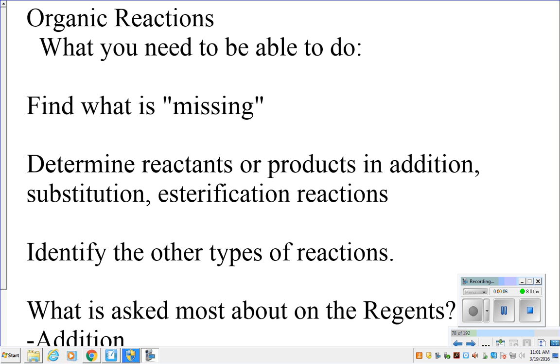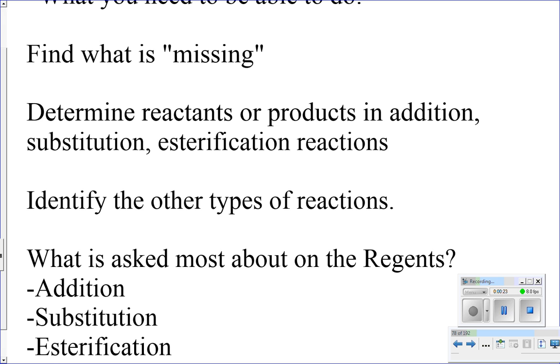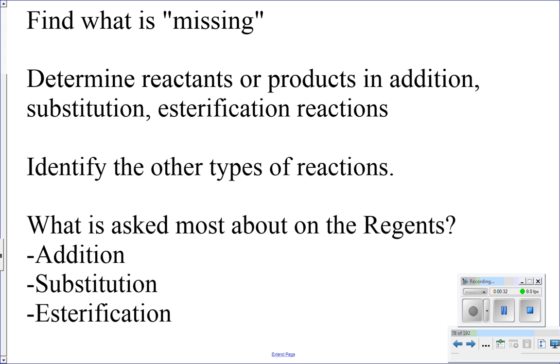For organic reactions, there's in a way a lot you need to be able to do, but there are a few skills that tend to be tested and focused on a little bit more. Identification is huge, which was in the last set of notes that we did. Today's notes will really be looking more at finding out what's missing in a reaction, determining reactants or products in addition, substitution, and esterification reactions. Again, identification is what we talked about in the last one. The three that we worry the most about are addition, substitution, and esterification.